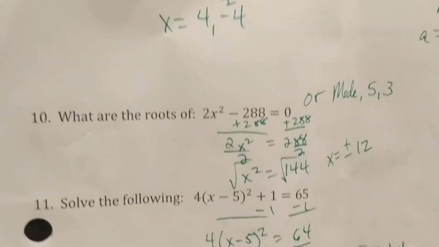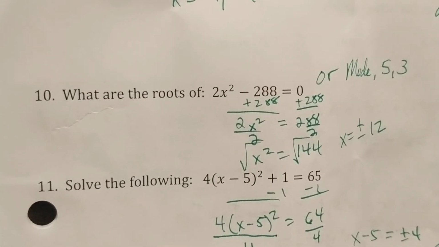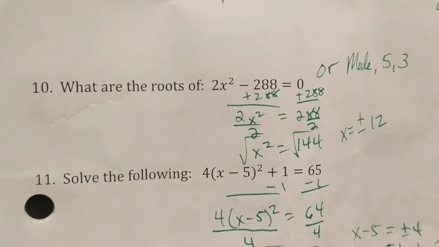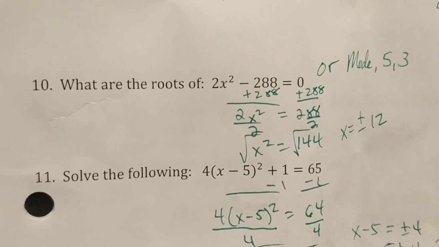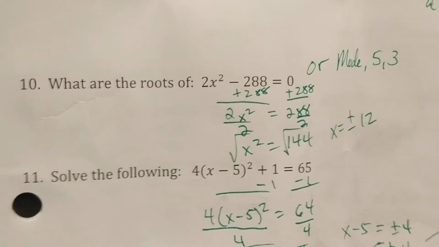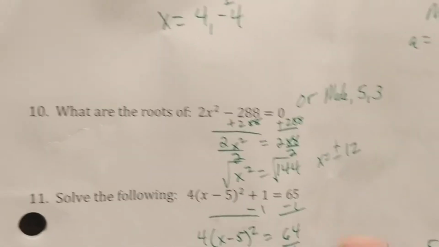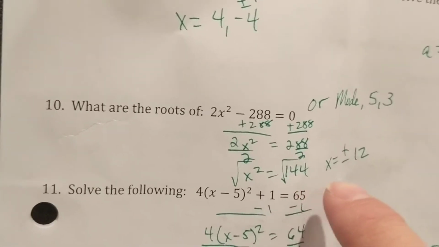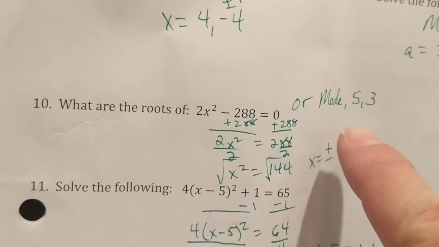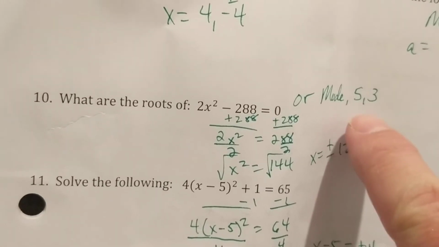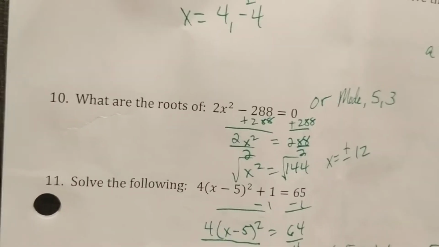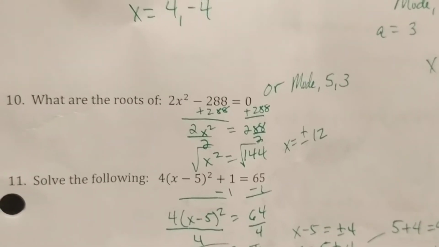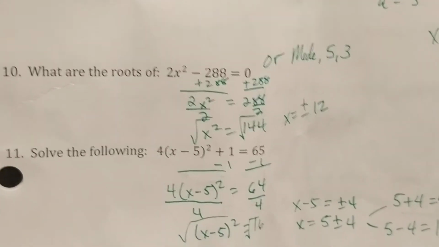Number 10, there's 2 ways you can do it. You can solve for x by adding 288 first, dividing 2x squared by 2, and 288 divided by 2 gives you x squared equals 144. That would be this step right here. And then take the square root of each side, you get x equals plus or minus 12. Or you could do mode 5.3. When we do mode 5.3, A would be 2, B would be 0, C would be negative 288. So either one of those ways would work.